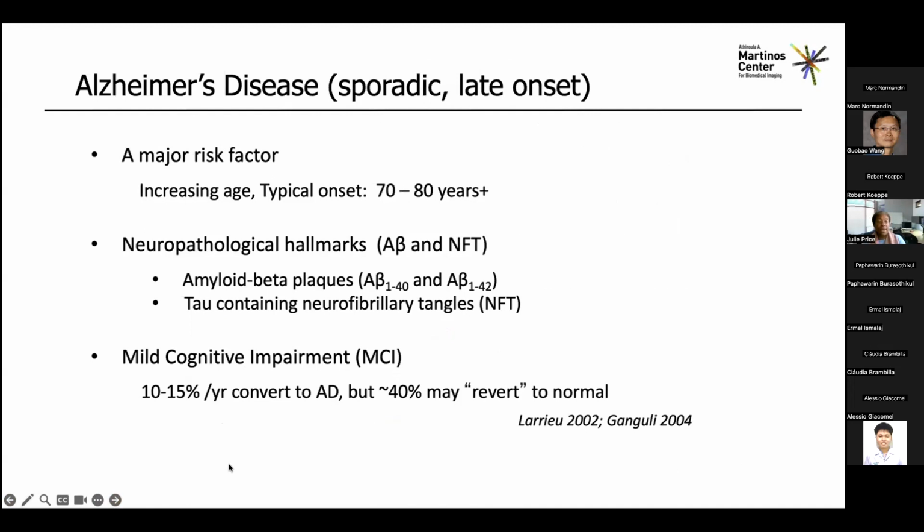So just a little something about Alzheimer's disease. A major risk factor for late onset or sporadic Alzheimer's disease is age. In the 70 to 80 years of age range, there's increasing risk. I've talked about amyloid and tau, but there's a precondition or a prodromal syndrome called mild cognitive impairment. There are different types of mild cognitive impairment, but if you have a memory deficit, or amnestic MCI, that is considered prodromal in many cases to the development of Alzheimer's disease.